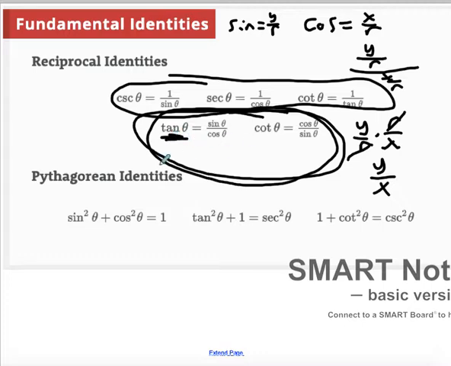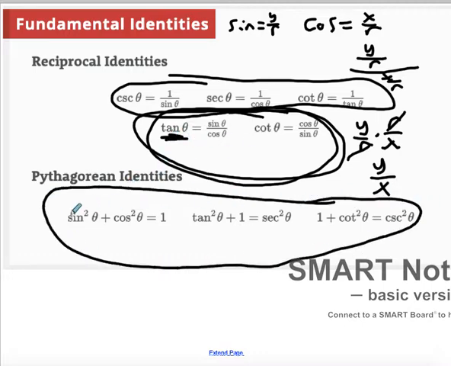And so, more things we'll be using some of today. Sine squared of an angle plus cosine squared of that angle always equals 1. That can be proven from the Pythagorean theorem. That's what I skipped on the last slide. Also, tangent squared of theta plus 1 equals secant squared of theta. And finally, 1 plus cotangent squared of theta equals cosecant squared of theta.